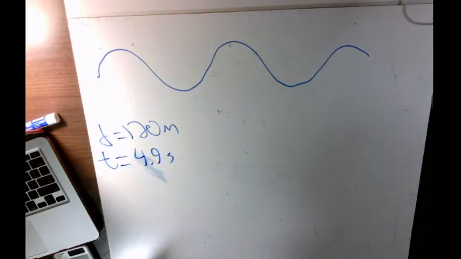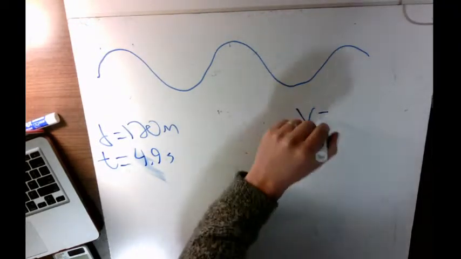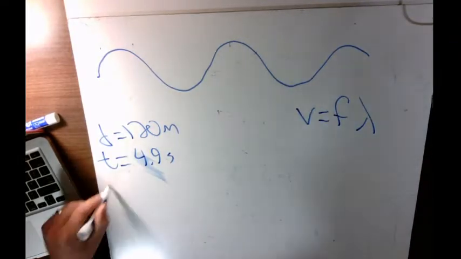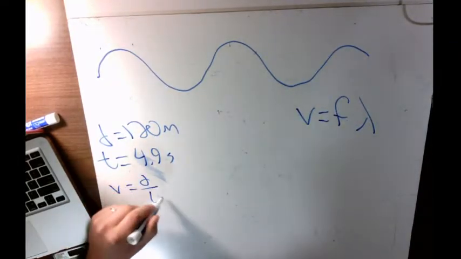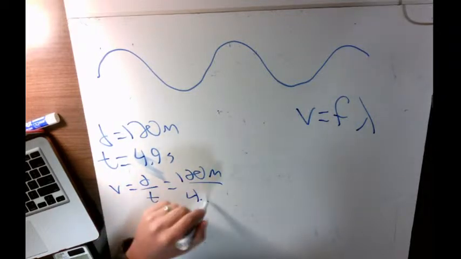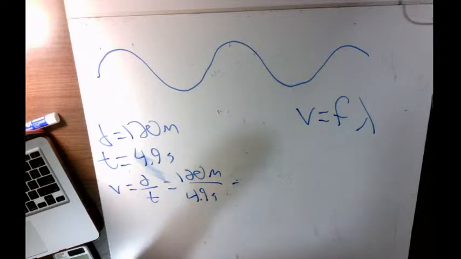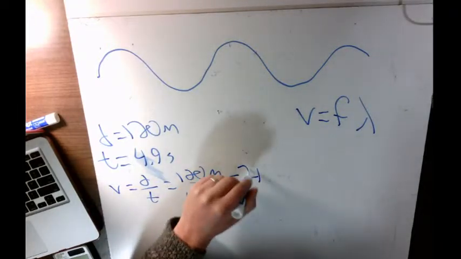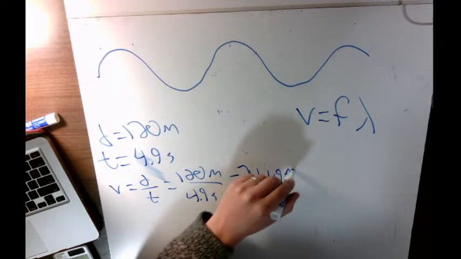Back to lesson 1 of all of physics. If we're looking to use our universal wave equation, we need a speed. So speed is distance over time. So we've got 120 meters divided by 4.9 seconds. We get a speed of 24.49 meters per second.